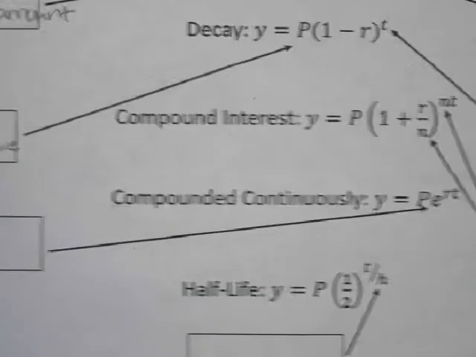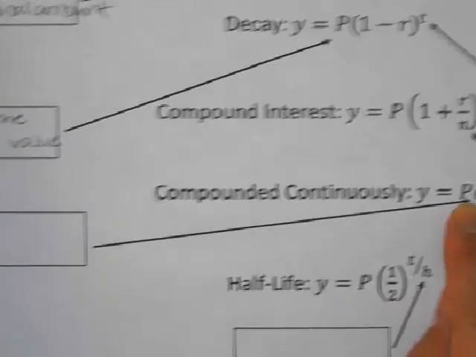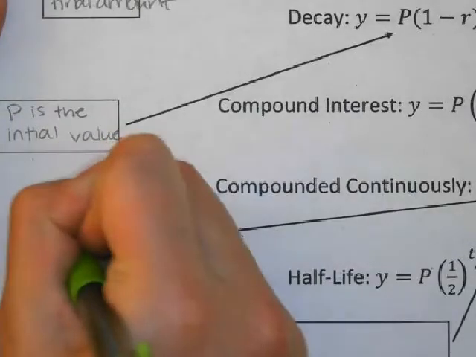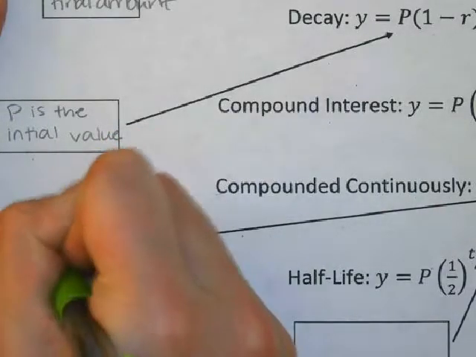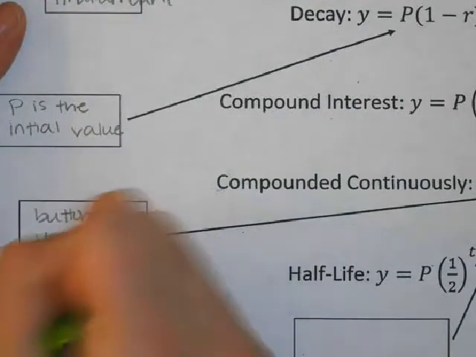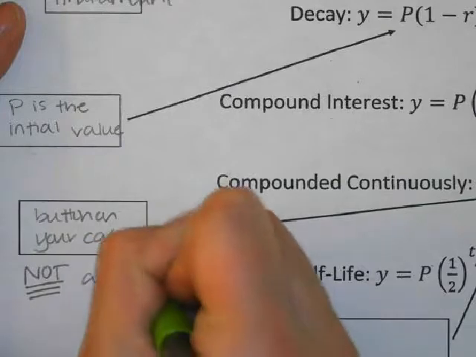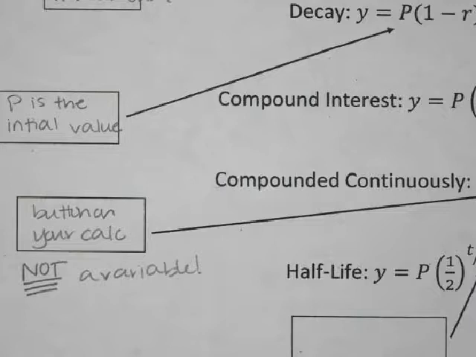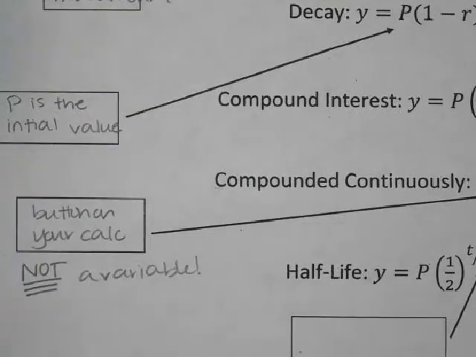The E, if you guys see the E right there, that is a button on your calculator, right? We've been using that so far. E is a button. It is not a variable. There's nothing to plug in for E. It is a button on your calculator. All right.